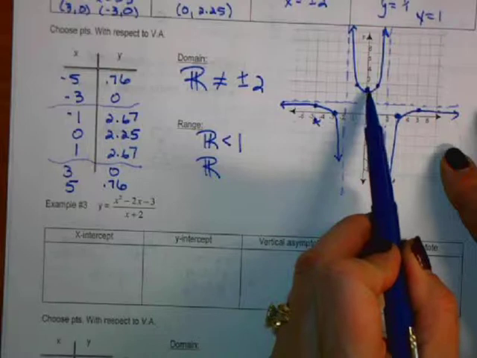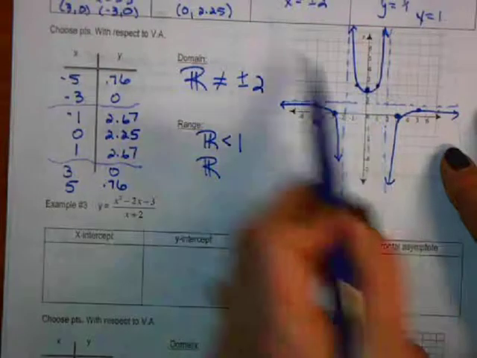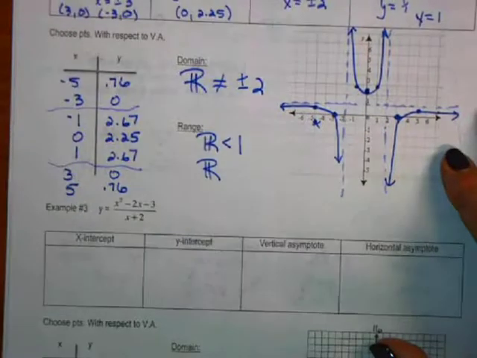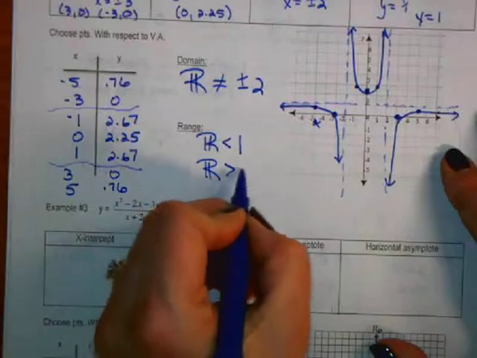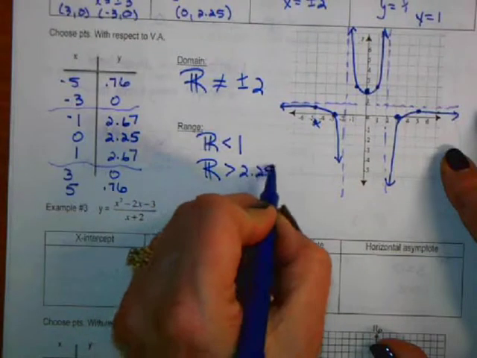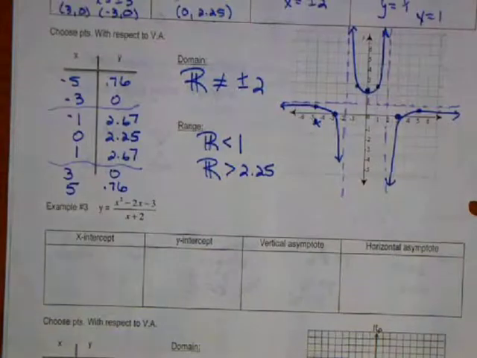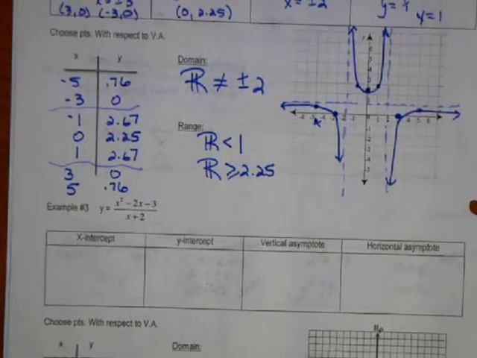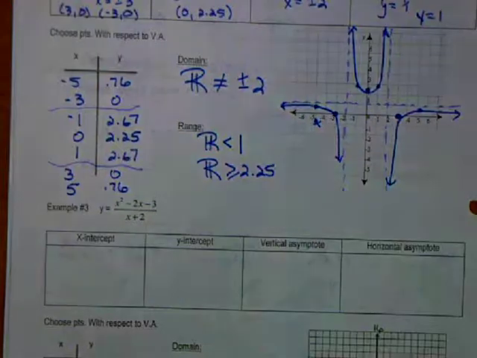But notice the lowest point here is at the y-intercept, which is 2.25. And they're also going to be greater than 2.25. So you kind of just have to really look at your graph. Okay? Or equal. You're right. Thank you, Alex. So just really look at your graph. Okay? All right, we got 2 more to do.